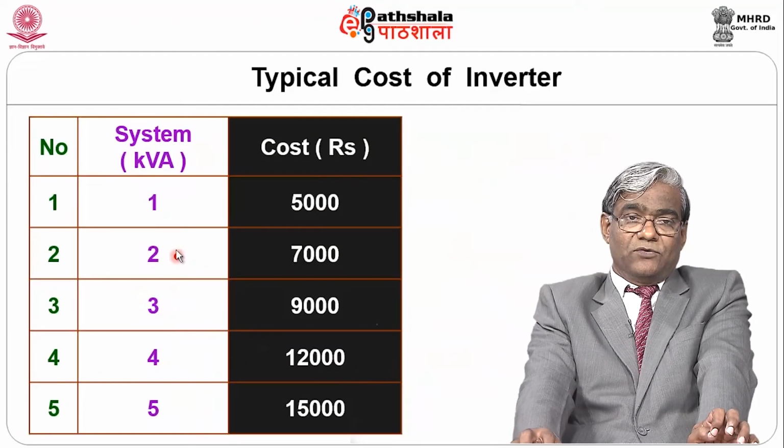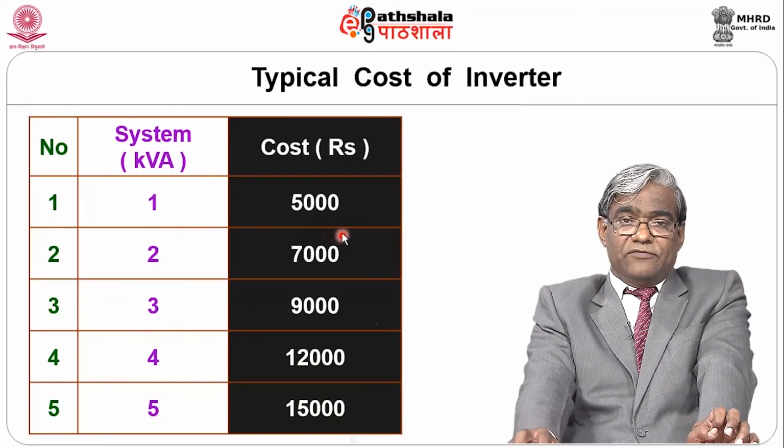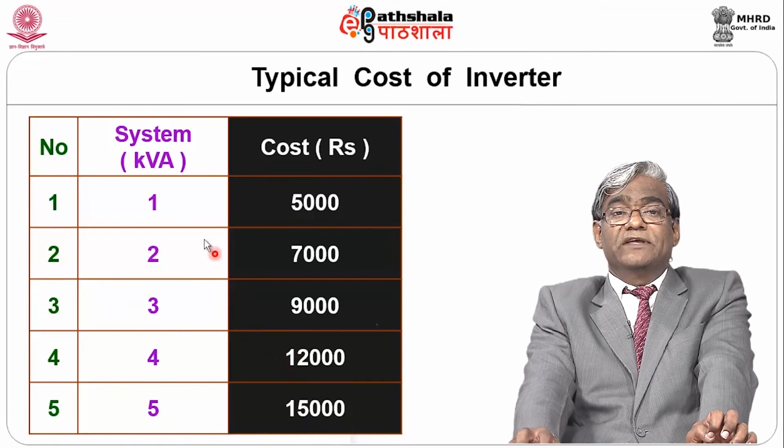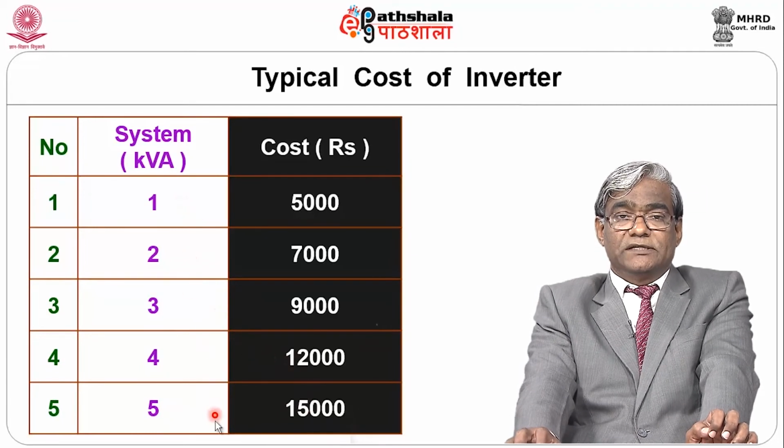And this is the typical cost of the inverter. If you want to go for a 1 kVA inverter, it is about 5000, 2 kVA 7000, 3 kVA 9000, 4 kVA about 12,000, and 5 kVA about 15,000. So, according to our need we can choose the right kind of inverter.